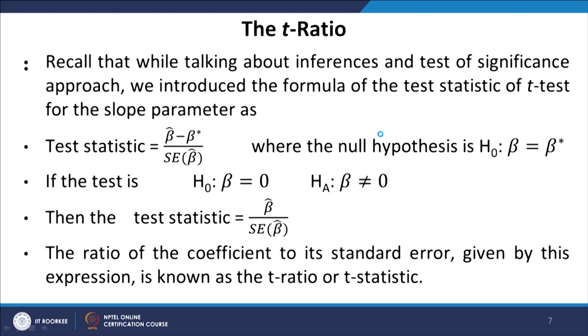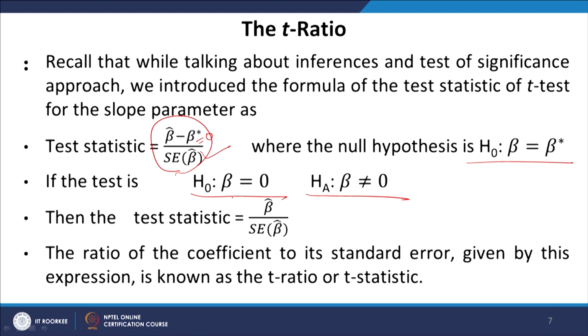Now, talking about the t ratio that we have just derived, recall that while talking about inferences and the test of significance approach, we introduced the formula of the test statistic of the t test for the slope parameter as beta hat minus beta star divided by standard error of beta hat, where the null hypothesis is H naught: beta equals beta star. If the test is H naught: beta equals 0 and the alternative hypothesis is beta not equal to 0, then replacing beta star with 0, we have beta hat divided by standard error of beta hat. The ratio of the coefficient to its standard error given by this expression is known as the t ratio or t statistic. So, what we just derived in the previous slide is called the t ratio.